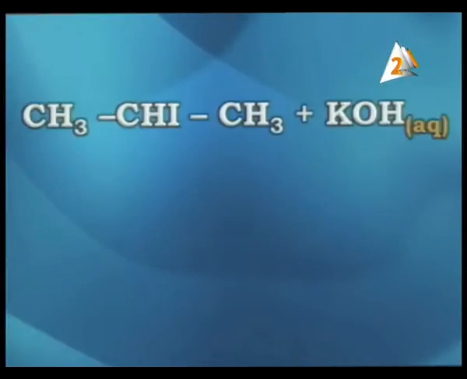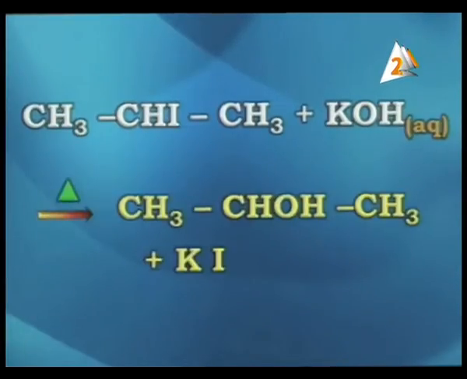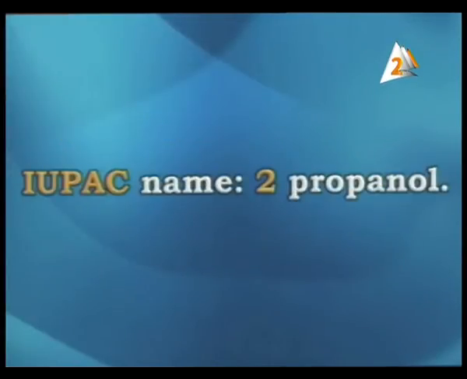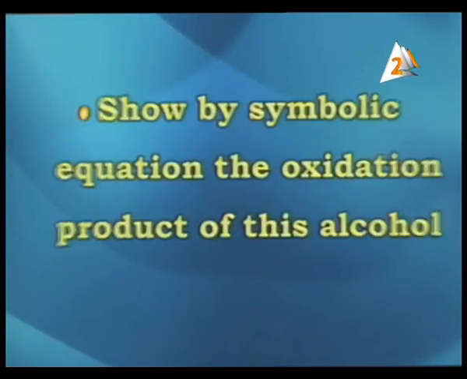CH3CHICH3. Then CH3CHICH3 on alkaline hydrolysis with potassium hydroxide aqueous and heat, it gives CH3CHOHCH3 which is 2-propanol and giving potassium iodide. Name the obtained alcohol according IUPAC system, so it will be 2-propanol.